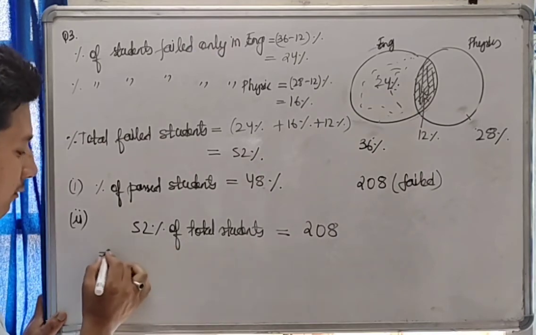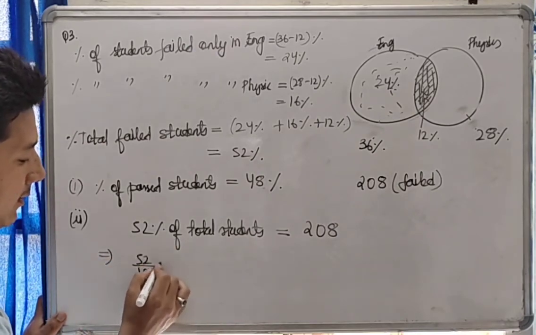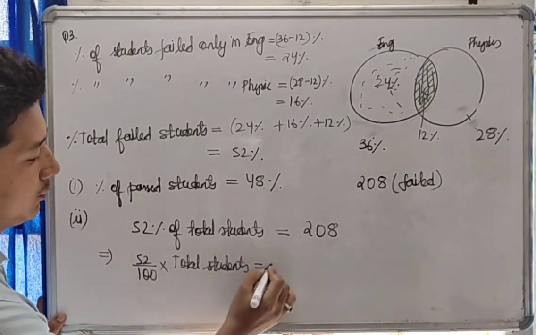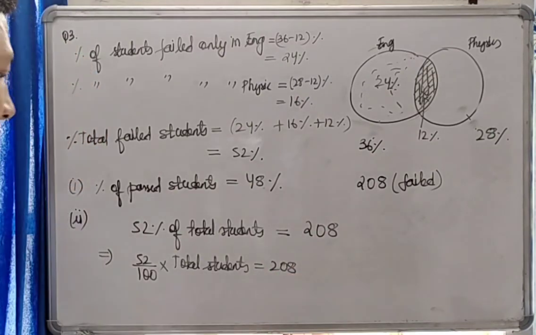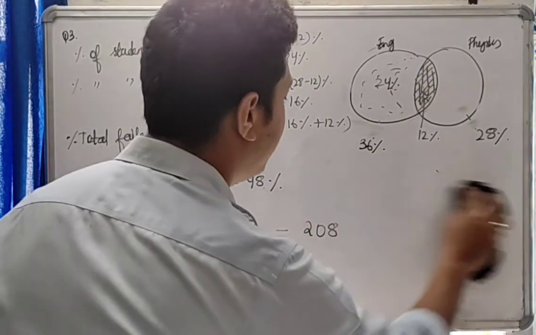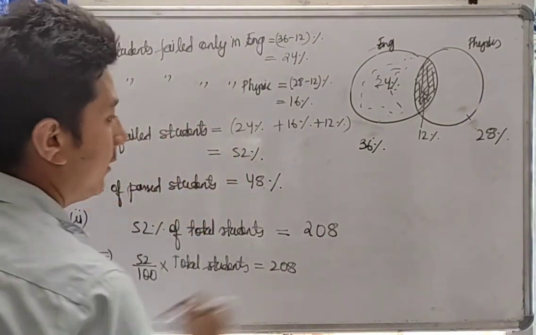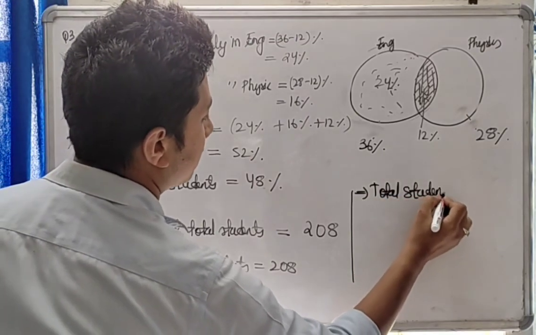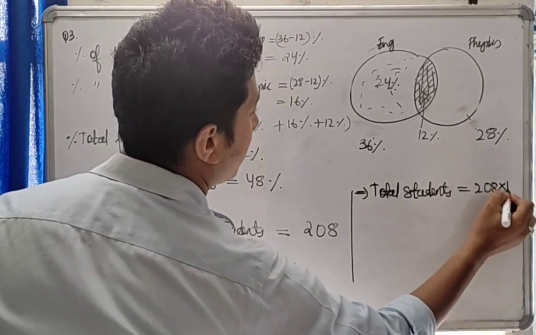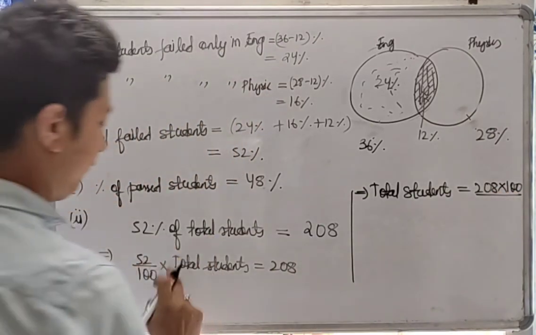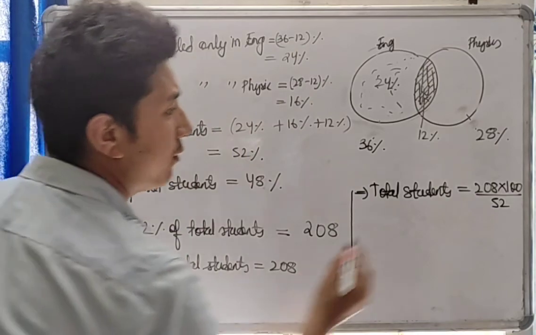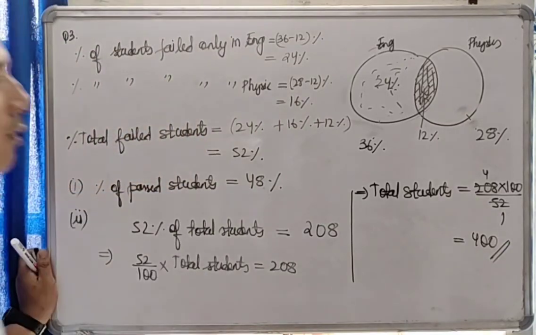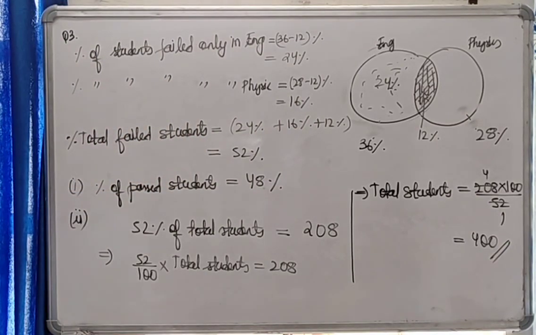So therefore, 52 by 100 into total students is equal to 208. Now we can cross multiply, and the moment I cross multiply, I'll get the total number of students. So total students is 208 into 100 divided by 52. 52 ones are 52, 52 fours are 208, so the total number of students is 400.